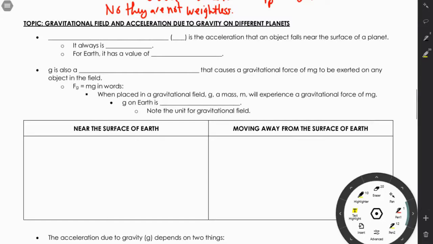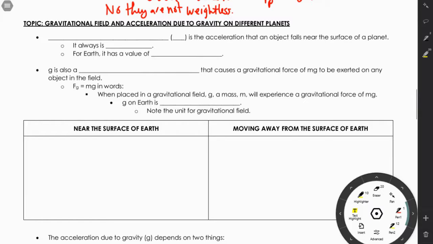All right, so we're almost done with our gravitational field talk. In fact, we got two more things to discuss here. And so this is where we're going to talk about gravitational field and acceleration due to gravity on different planets. Okay, so how can we determine that? We could technically use factors of change to determine some of this. We'll actually derive a formula to do actual calculations.